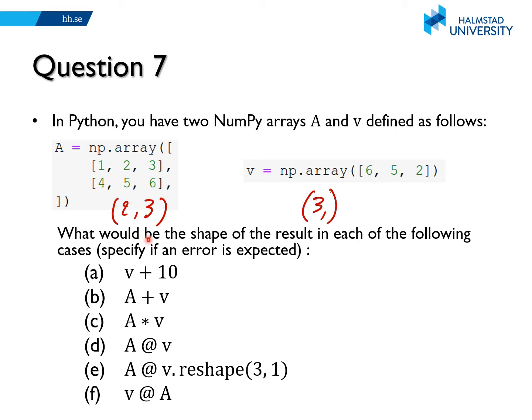And so the question here is, what will be the shape of the result in each of the following cases? So for each of those, specify what is the shape of the result. And also, if one of those leads to some error, then just specify this.